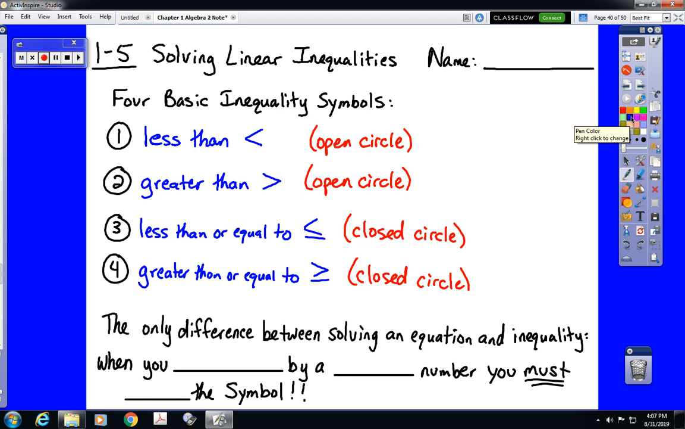The only difference, literally the only thing that's different about solving an inequality versus an equation is that when you multiply or divide by a negative number, you must reverse the symbol. So if you divide by -2, you switch less than to greater than. You switch greater than or equal to into less than or equal to. You flip which direction the mouth is opening.